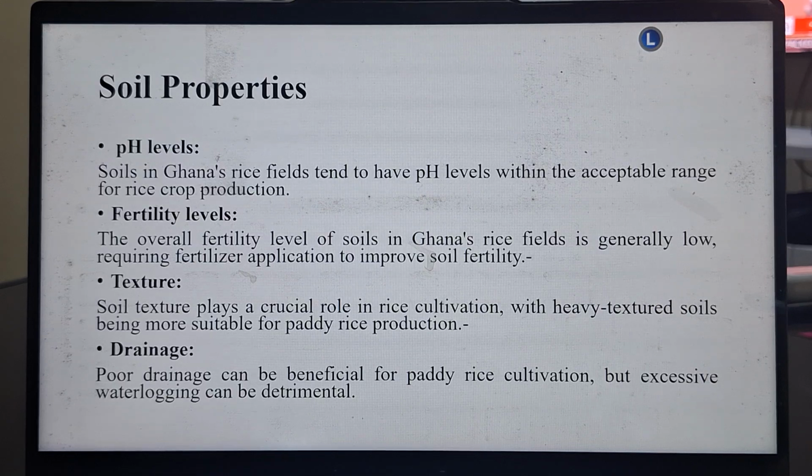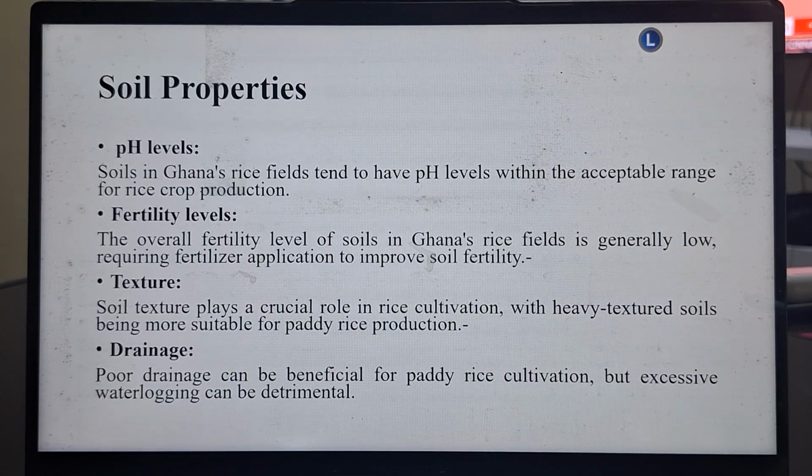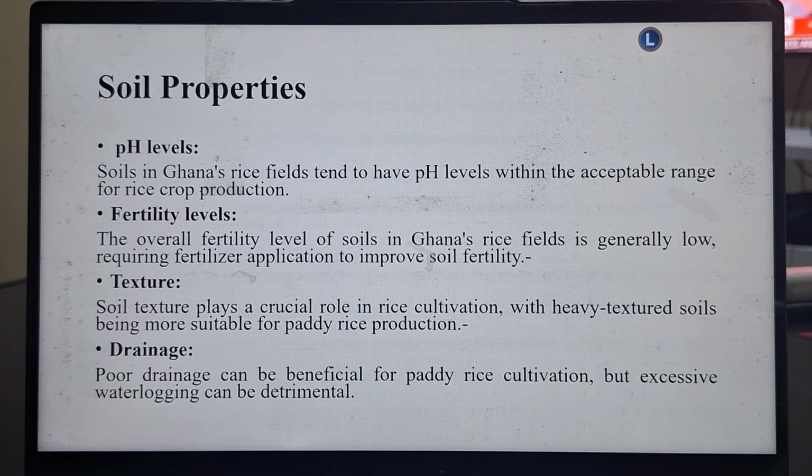The soil textures play a crucial role in rice cultivation, with heavy texture soil being more suitable for paddy rice production. So you realize that most of the fields in Ghana are usually heavy clay soils or heavy texture soils. That is where they grow this rice. Then the drainage: poor drainage can be beneficial for paddy rice cultivation. Here we are talking about lowland rice.